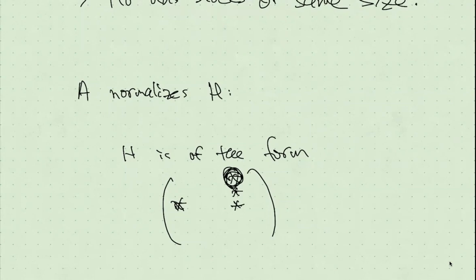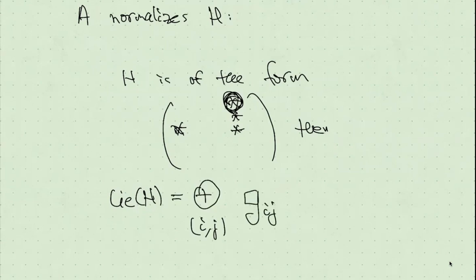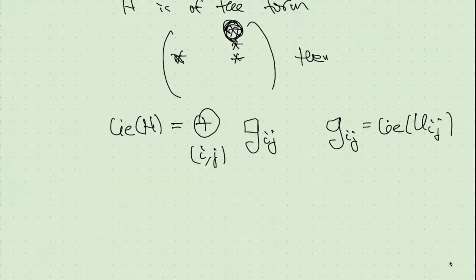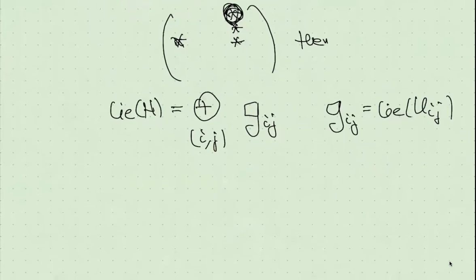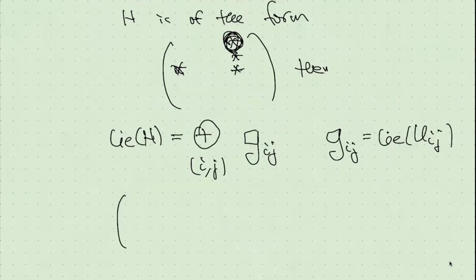I'll just write it down. Then the Lie algebra of H, I don't know how people are used to Lie algebra notation, is a sum over some IJs of these GIJ. GIJ is the Lie algebra of this group UIJ that I had before. So that just follows from conjugation. An example would be this block group that I had before. But another example might be the group UIJ itself. If I have this kind of a group, this could be an example. This is normalized by A, but this is not a block group.